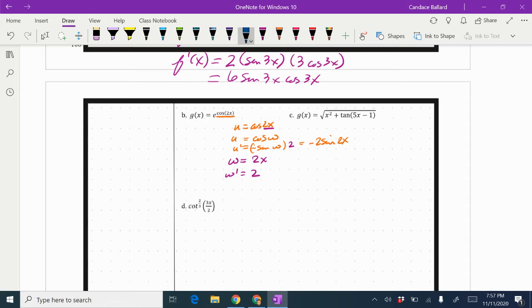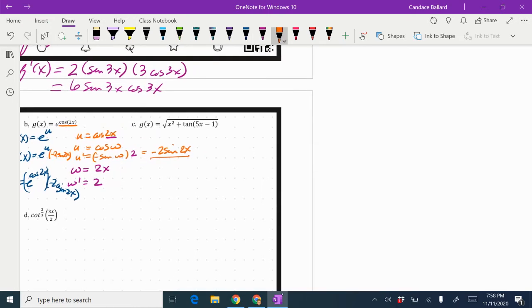Now, I haven't taken the derivative of g yet. So g of x, when I replace the orange, would be e to the u. We take the derivative of the outer function, which is e to the u, and then multiply that by the derivative of the inside function, which we know is negative 2 sine 2x. Then we substitute the u back in, so you get g prime of x equals e to the cosine 2x times negative 2 sine 2x.